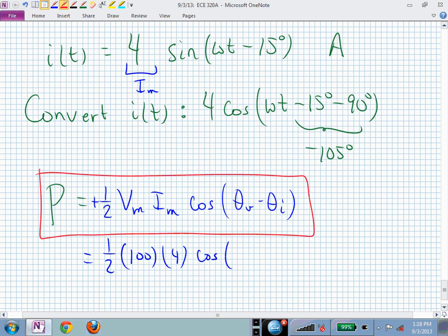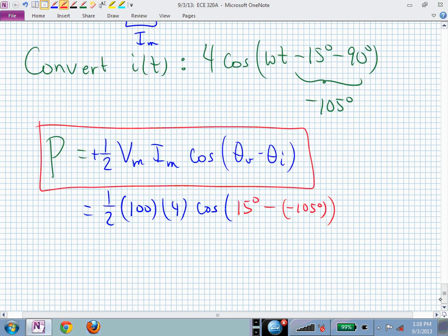All right. What's theta sub V? That was 15. And we need to make sure that we're using cosines and cosines in theta sub V and theta sub I. This is now minus 105, so we now have 200 cosine of 120 degrees. Whoa, that flips us beyond 90, doesn't it? Now we have a negative number coming in. This is now an average power of minus 100 watts absorbed.